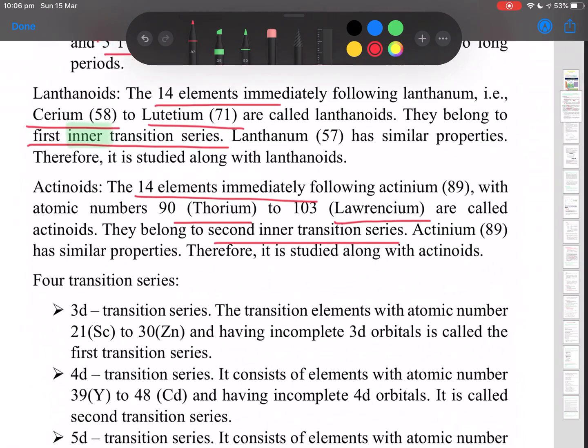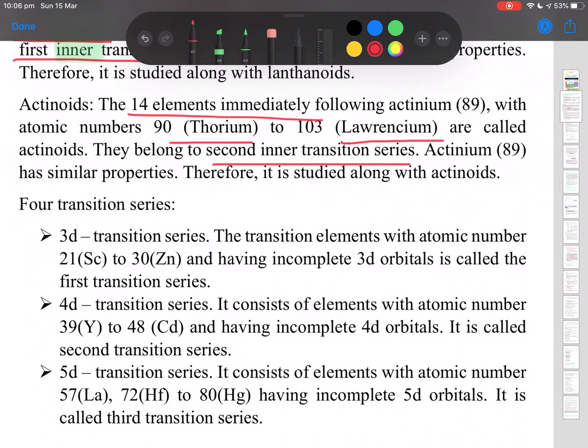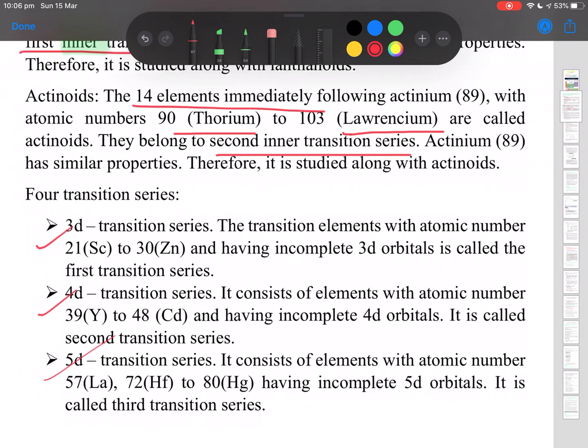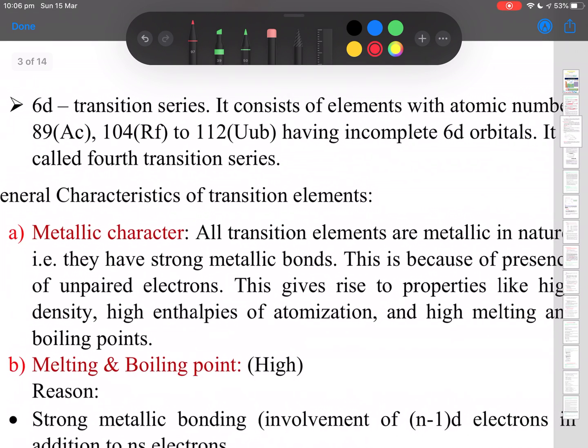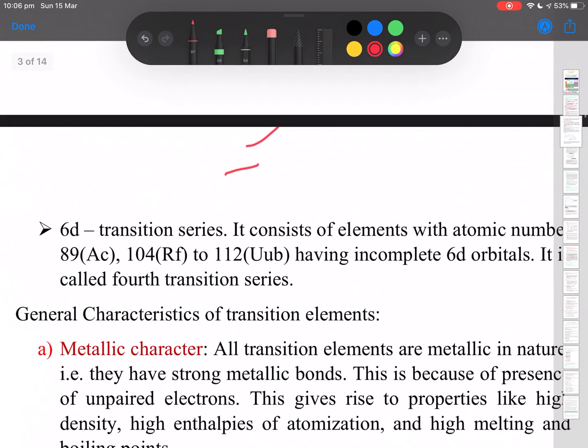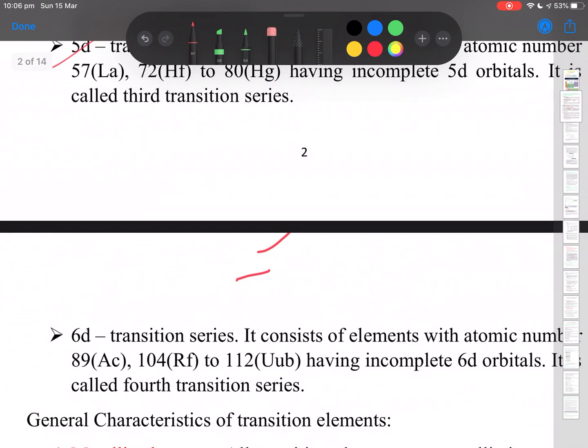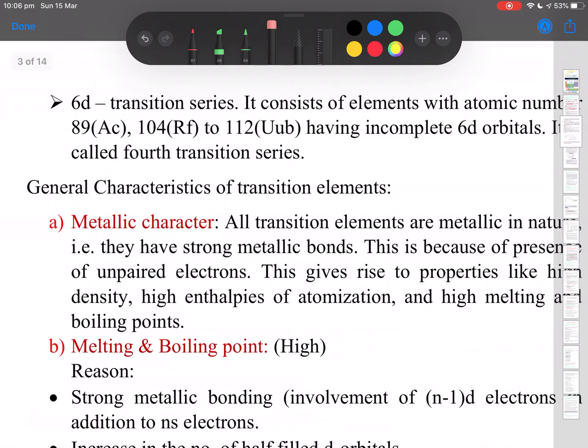Let us go ahead. This I have already spoken, so I'm not taking it up again. 3D, 4D, 5D series and 6D series as well. Okay, let me fix this. 6D series. Fine. And I already told you that all these series consist of how many elements? 10 elements in each series. So I have very clearly mentioned here.